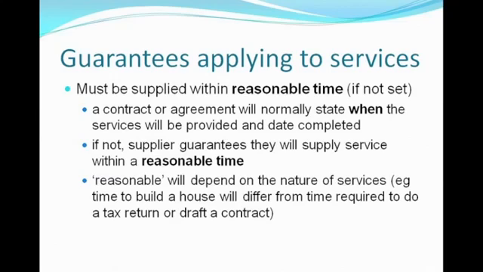So the time to build a house will differ from the time to prepare a tax return or draft a contract. So how does someone stipulate reasonable time? Well, they don't. This would be a matter that, if it went before a judge or a tribunal, the person determining the dispute would take on a case-by-case basis. It's an objective standard. What would be reasonable for building a house? A year, 2 years, 3 years, versus the time for getting a tax return.